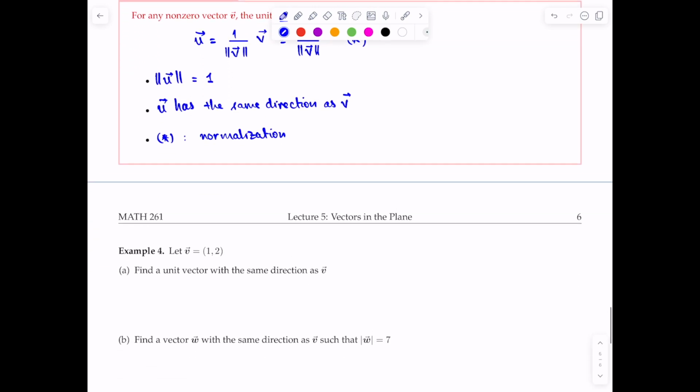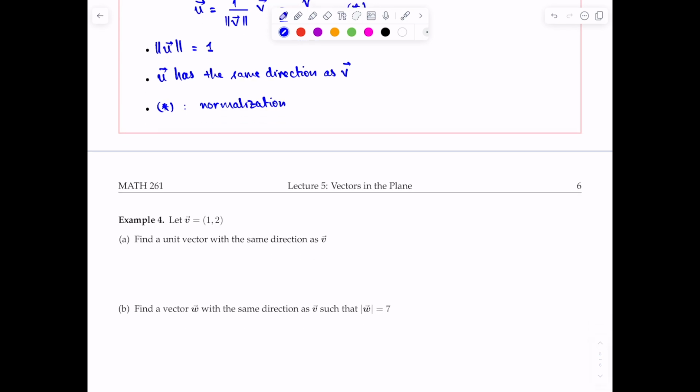So now let's move on to example 4. In this example, you have a vector of the form 1, 2, and you want to calculate the unit vector that has the same direction as v. Again, the unit vector always has the same direction as the original vector v. Alright, so the unit vector u is calculated as v divided by the magnitude of v. The magnitude of v is equal to the square root of 1 squared plus 2 squared, or the square root of 1 plus 4, or square root of 5.